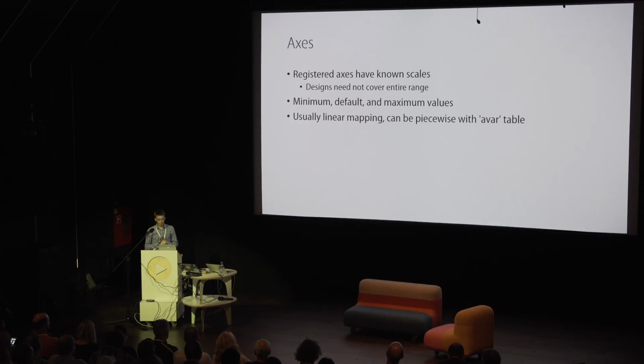It is completely continuous. But designs don't need to cover the whole range. By defining the semantics of each of those axis ranges, you can have a font that only supports, say, weights of between 300 and 800. Each axis defines minimum, default, and maximum values. A default is just the value that corresponds to that particular axis having no effect on the outline. And the mapping from the axis ranges to the internal variation processing space is usually a linear mapping, but it can be piecewise linear.